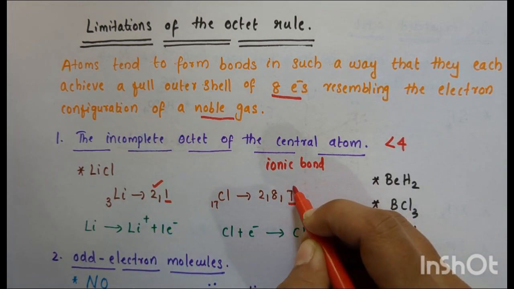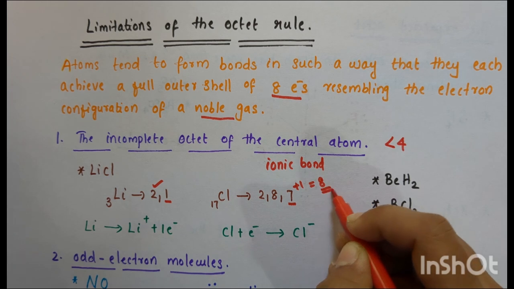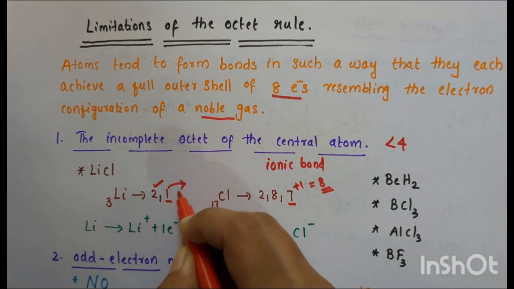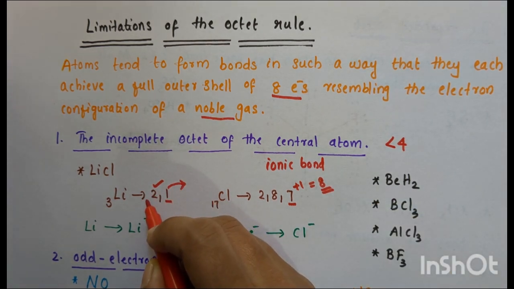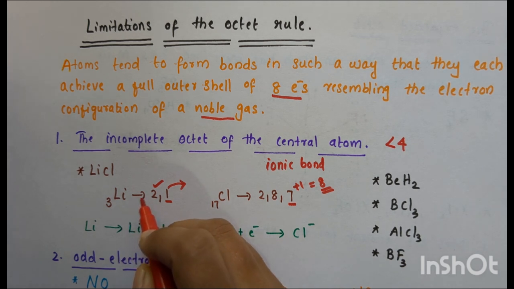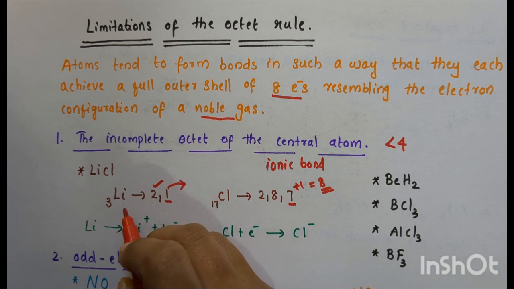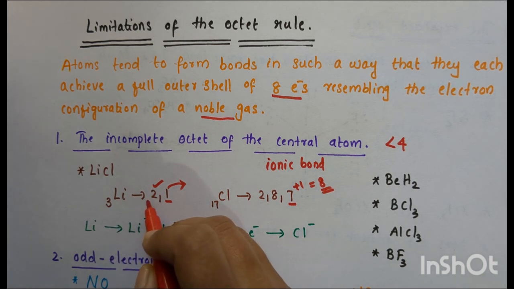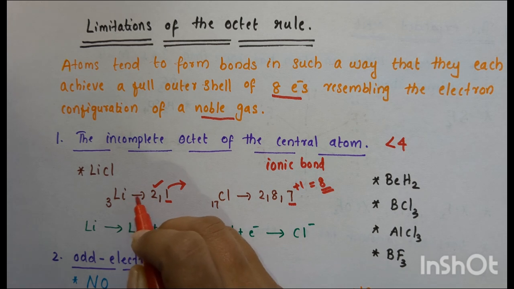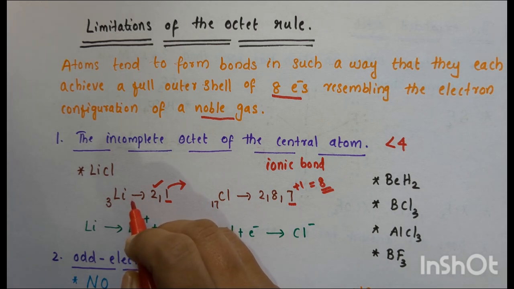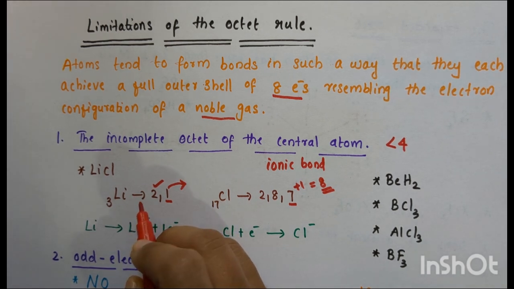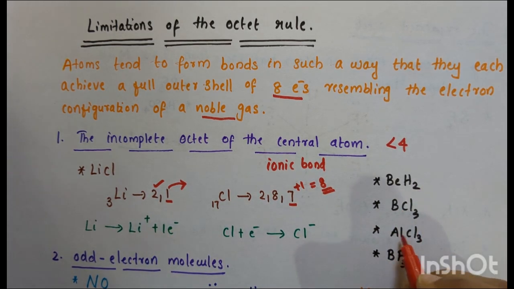Chlorine gets 1 electron, so its outermost shell has 8 electrons now. Lithium loses this electron, so now its outermost shell has only 2 electrons. So lithium does not achieve an octet. Since lithium achieves stability with only 2 electrons in its outermost shell, it does not need to follow the octet rule strictly. The other examples of compounds with incomplete octet are BeH2, BCl3, AlCl3, BF3, etc.